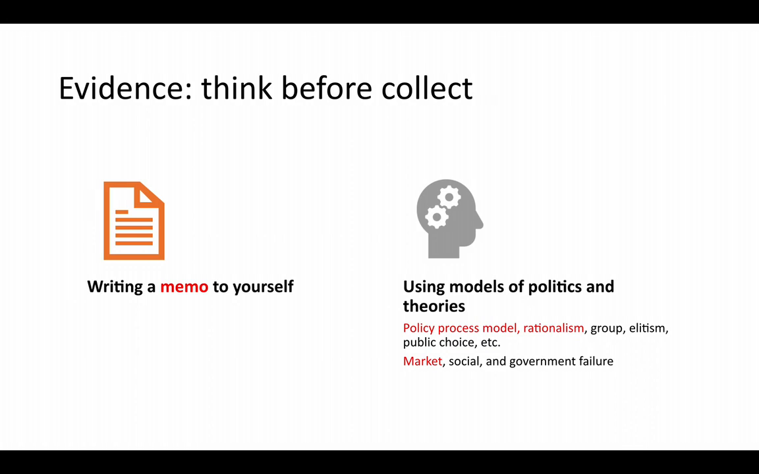policy process models, which is basically what we are doing right now. We break down into different steps, and this is based on rationalism, right? But also you have group theory, you have elitism, which means all the policies are made by elites, and the rest of the people just follow whatever the elites say, right? And also maybe public choice theory, because they assume that all the politicians care about their self-interest rather than the public interest, right? So anything that may benefit their personal interest, they may move toward that direction, right?